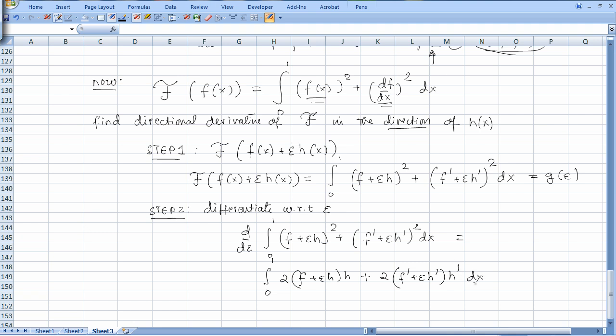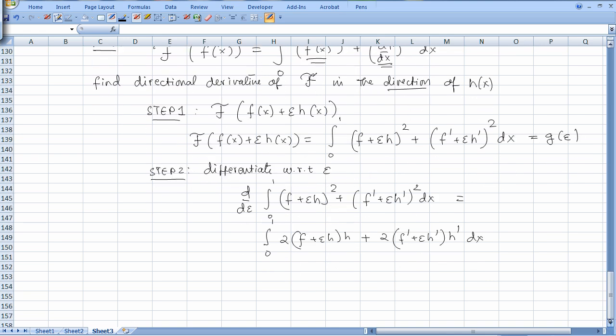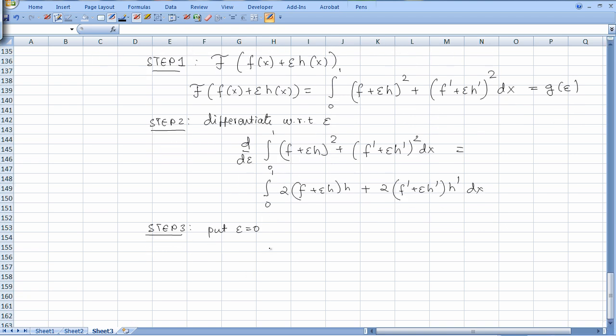That was easy. Now I'm going to set step 3, put epsilon equal to 0. That's easy. Integral 0 to 1 of 2 f h plus 2 f prime h prime dx.